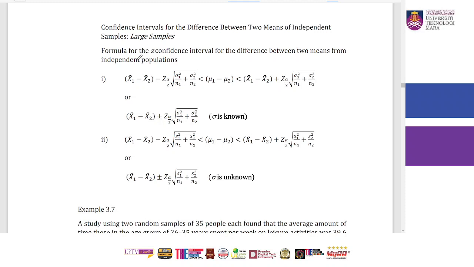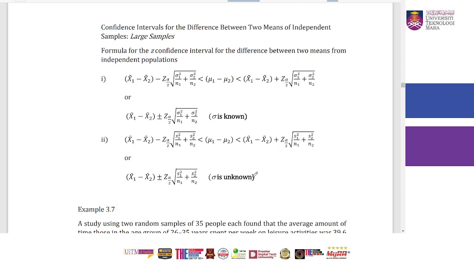Okay, kalau tadi kita gunakan X bar saja, tapi sekarang ni kita ada X bar 1 dengan X bar 2. Kalau tadi kita ada sample standard deviation, the standard error dia sigma divided by square root of n. Tapi sekarang ni dia gunakan yang ni. Okay, sigma 1 squared plus sigma 2 squared divided by N1 and N2. So, this one is for the case of sigma known.